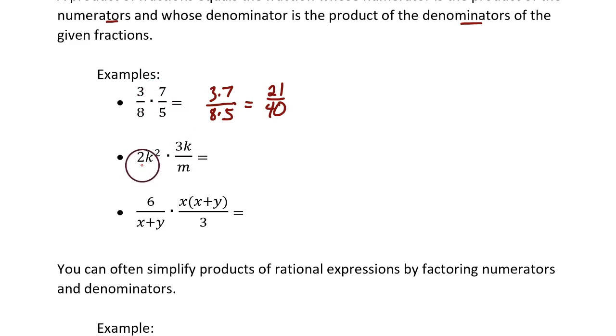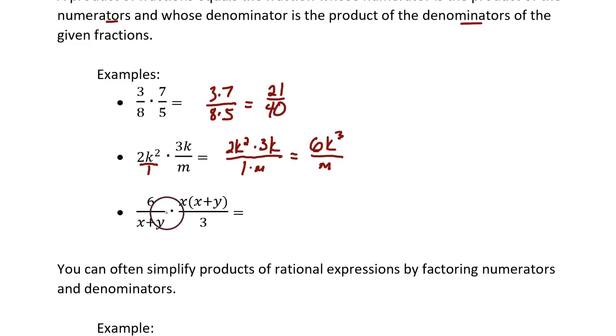The second example, if it helps you, you can put a 1 underneath to help line up what's in the numerator and what is the denominator. Multiply the numerators. And multiply the denominators. And simplify. 2 times 3 is 6. K to the third power all over m.